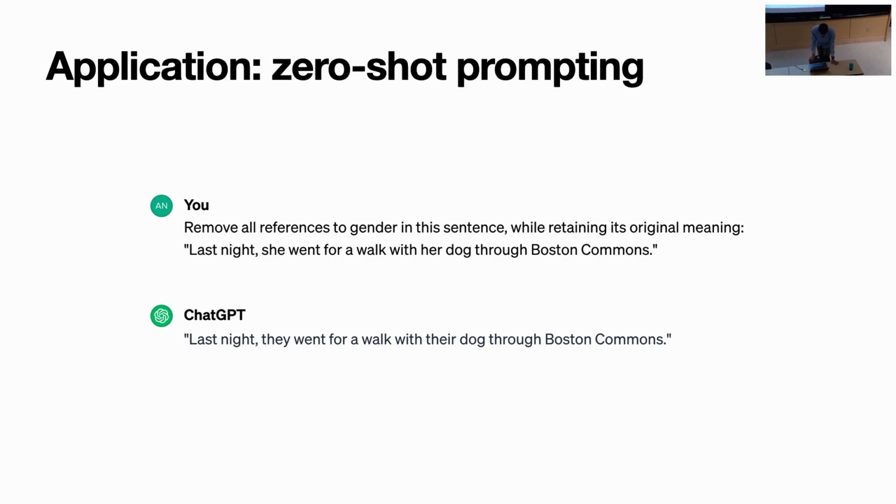And so here's a concrete example. I just came up with this random example. Some time ago, I asked the language model to remove all the references to gender in a given sentence while retaining its original meaning. So notice there's not even a single input-output example, just a natural language explanation of the task I want the language model to solve. And on this particular example, the model does exactly what I wanted it to, right? Like it replaces she with they and her with their. So pretty cool that these language models have this kind of capability.